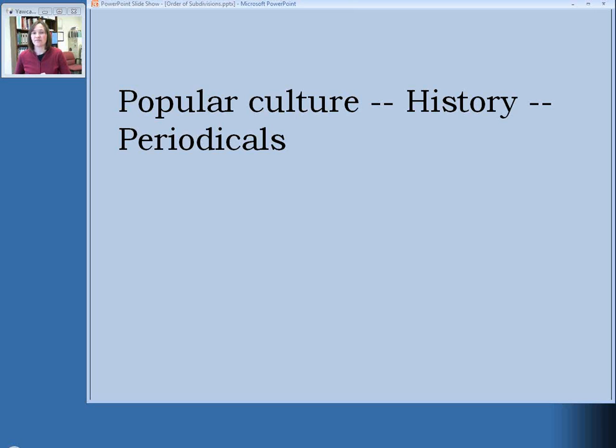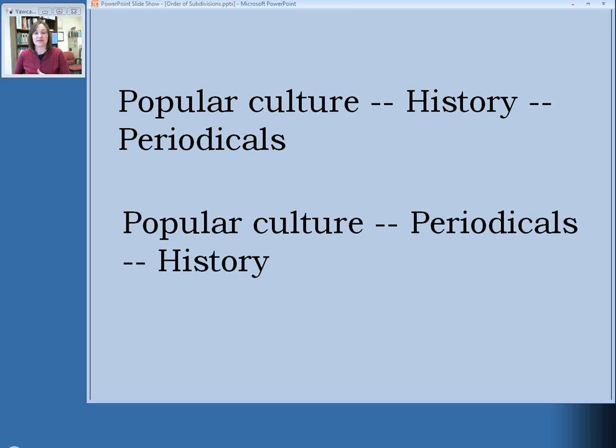Now, if you read it backwards and it doesn't describe what you have, for example, if you actually have a book that is the history of periodicals about popular culture, then this would be the subject heading you'd want to use instead, and not the first one. In this case, periodicals is a topical subdivision and not a form subdivision, so it doesn't come last.